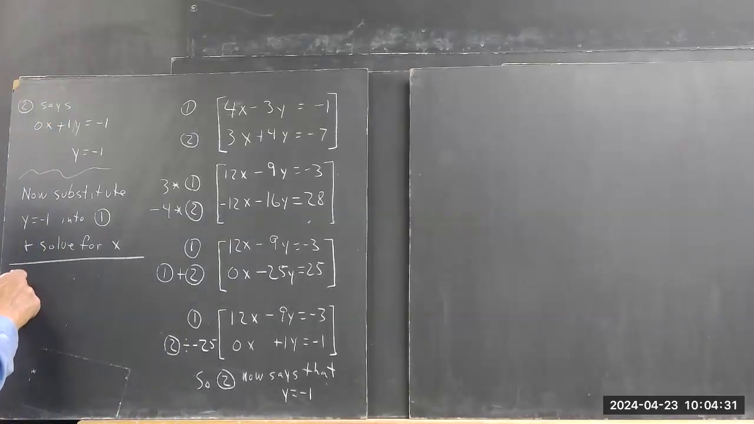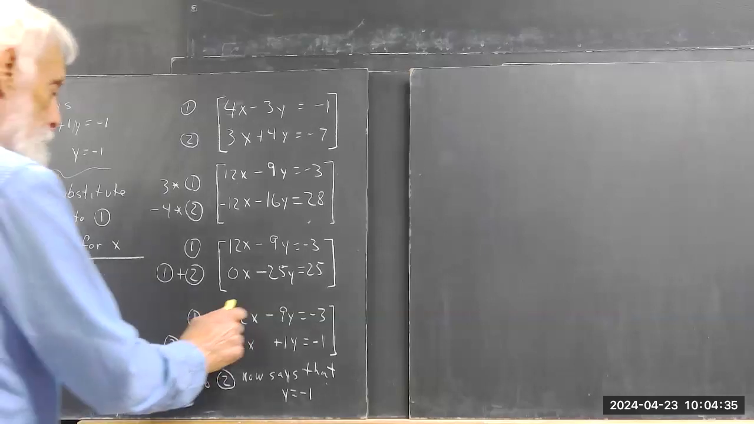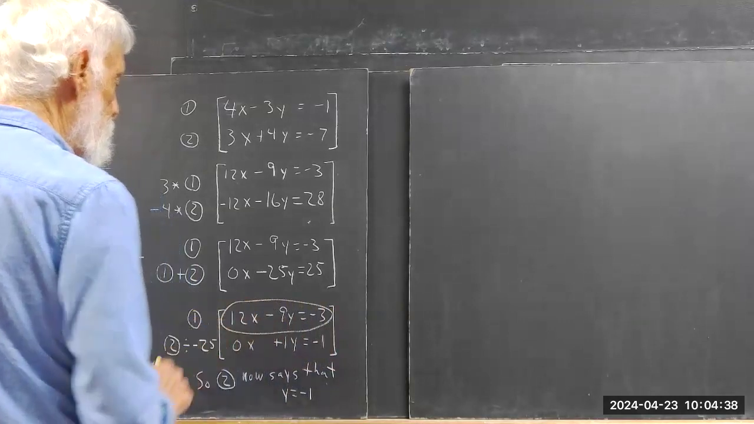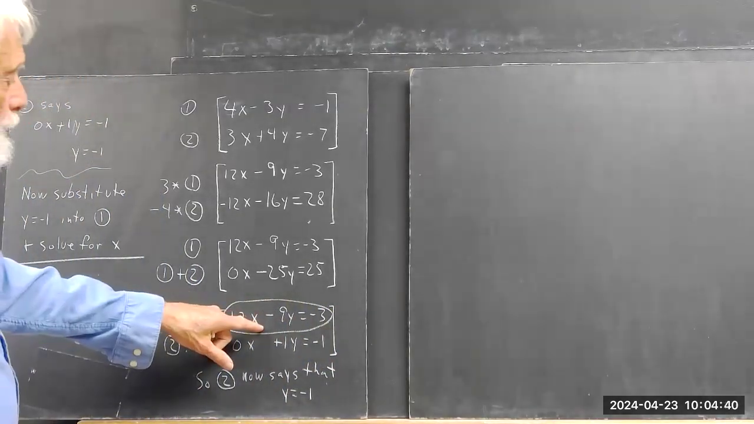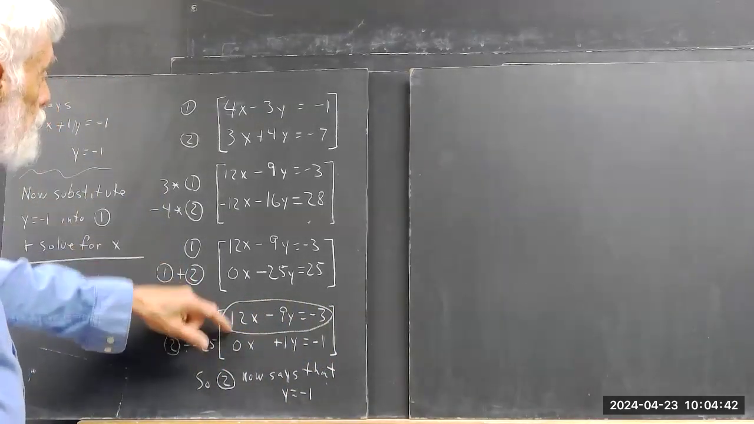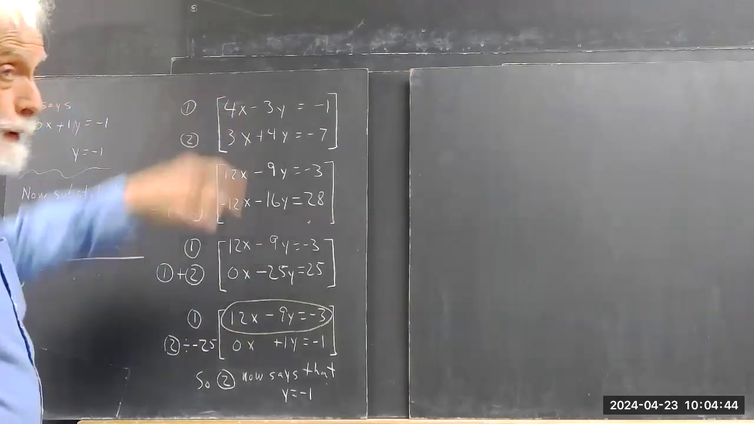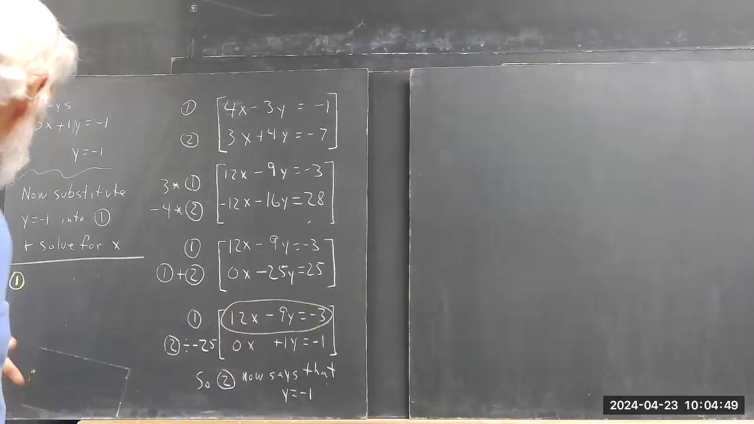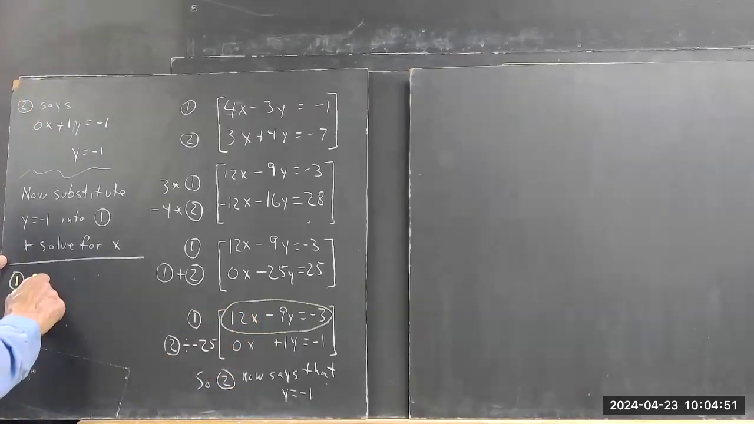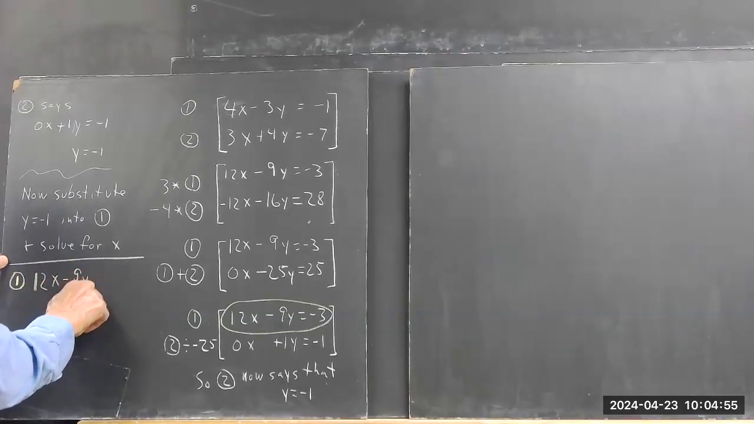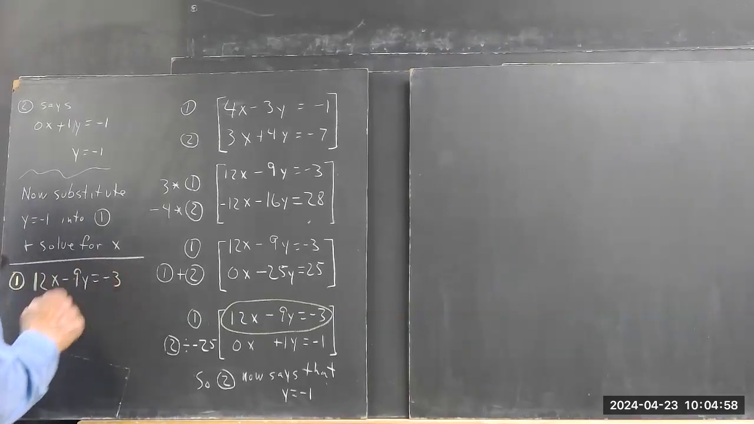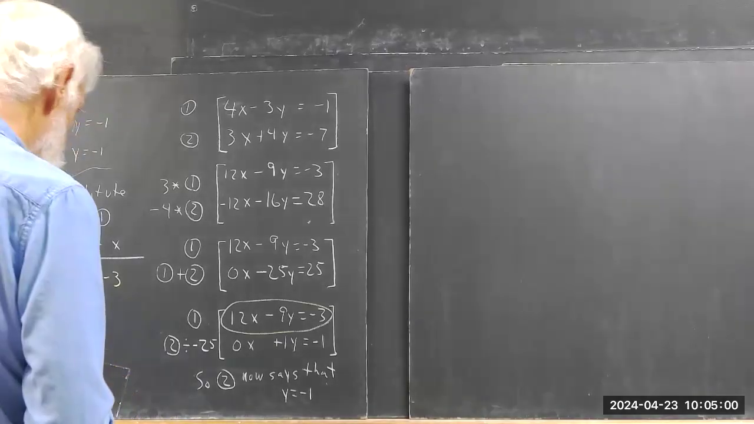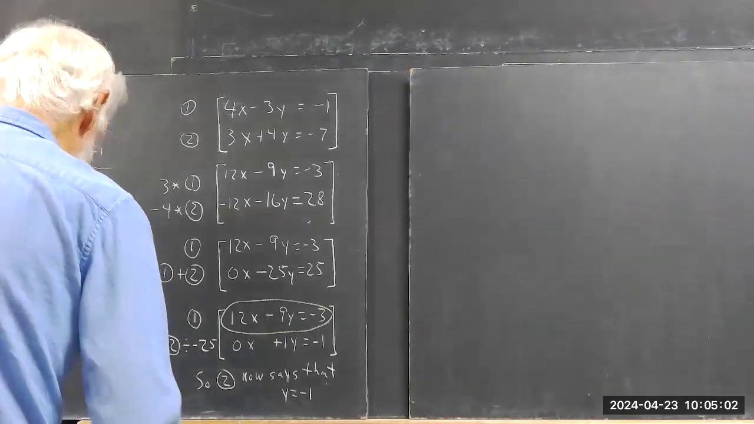Okay. Equation 1. The last equation 1 we saw is here. We could have used any of these equations, equation 1, but we'll choose to use the last one. It's 12x minus 9y equals -3. Now substitute y equals -1.